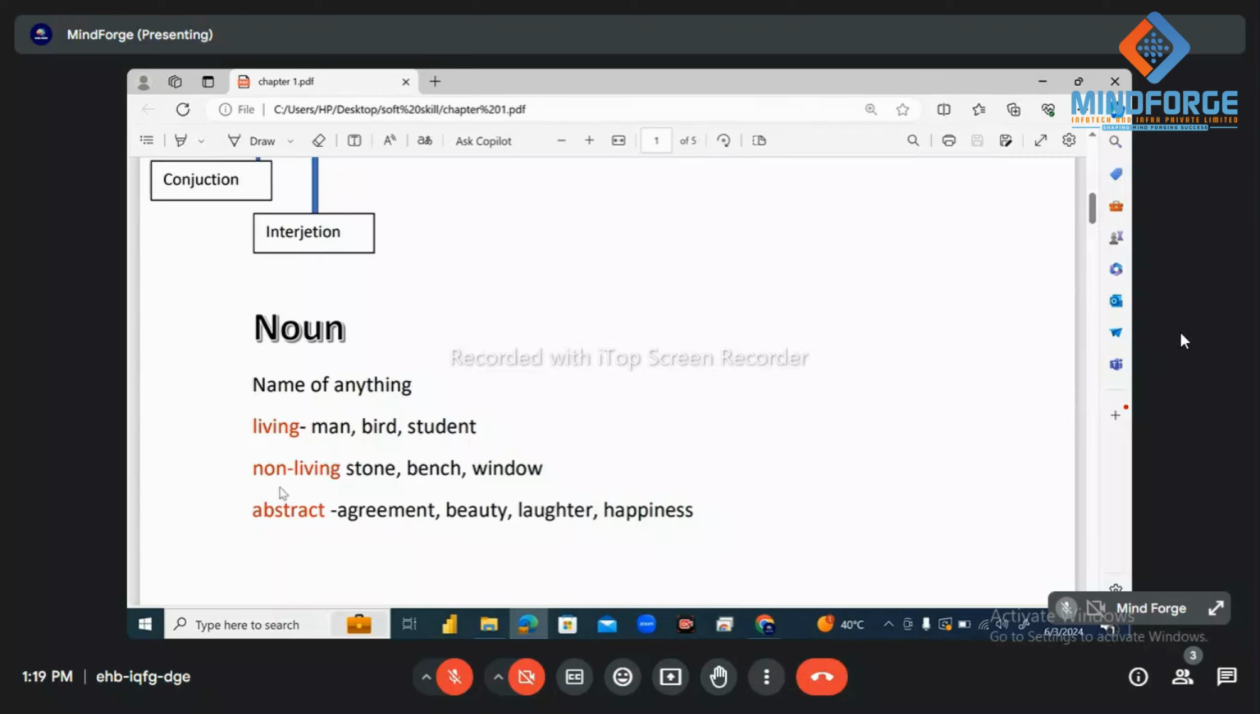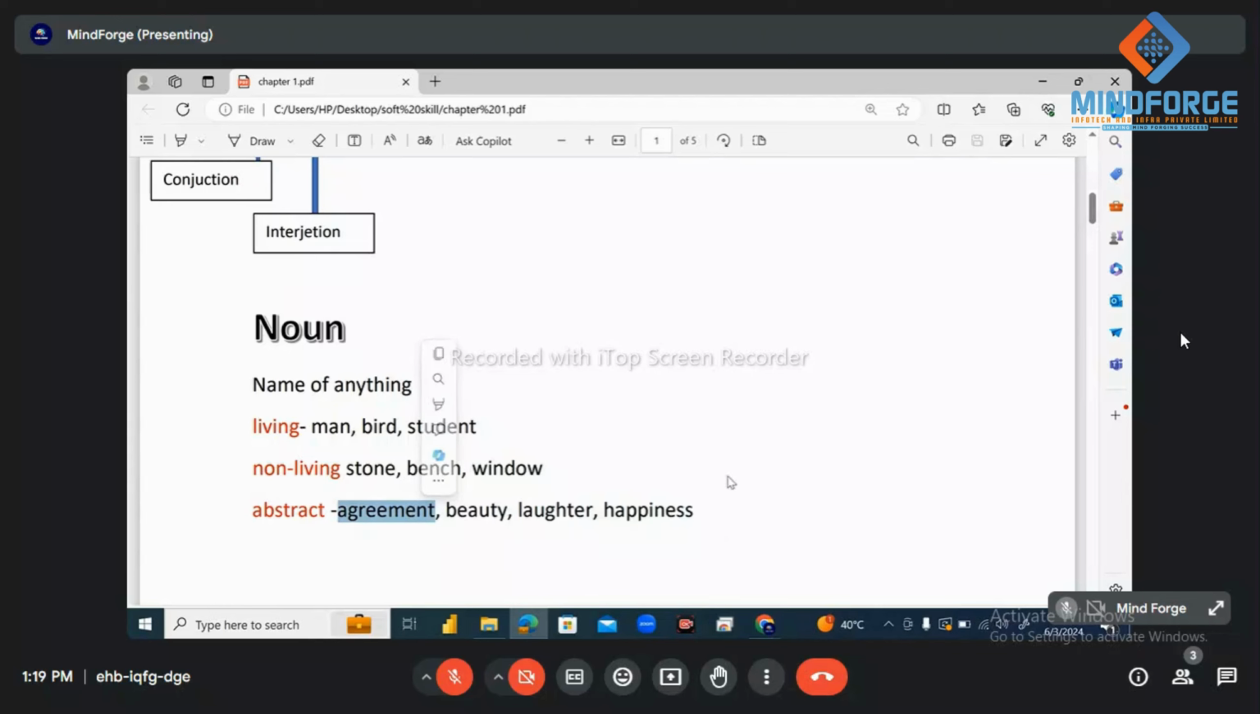Okay, and non-living nouns are those things which are non-living. For example, whichever objects we are able to see. For example, right now I am teaching you and sharing the screen on the laptop. So laptop is the non-living thing. Then mouse is there, our mobile phone is there, right? Then stone, bench, window, door, everything. These are non-living nouns. And lastly, abstract. Abstract nouns are those that are not living and not non-living things. Okay, so those are only abstract. Those can be happiness, laughter, beauty, and agreement.